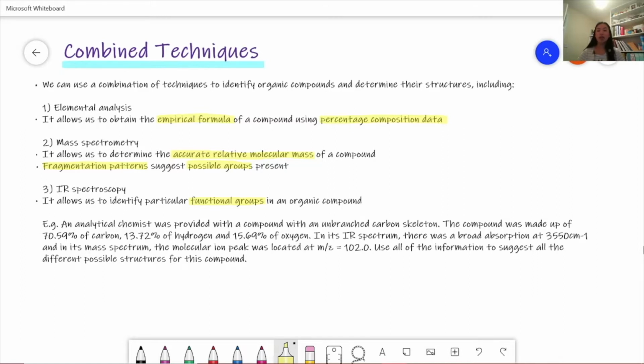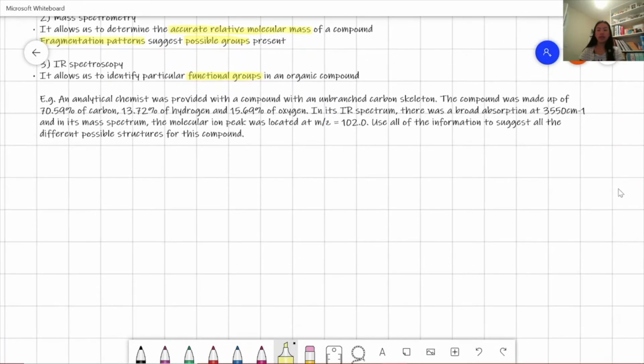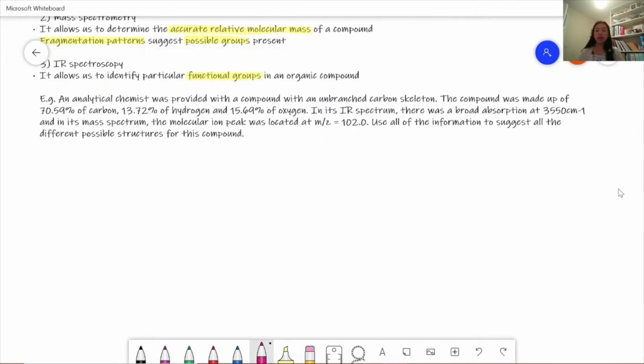So firstly, I'll work with the percentage composition data first. So we're going to look at working out the empirical formula. So we do this in exactly the same way as we normally would. So we set it out as carbon and then hydrogen and then oxygen. How I know it's only made up of these three elements is because if we add up all the percentages that were given, they equal 100. So again, I put the percentages below each element. So we've got 13.72% of hydrogen and then 15.69% of oxygen.